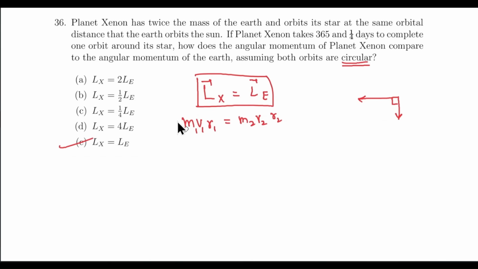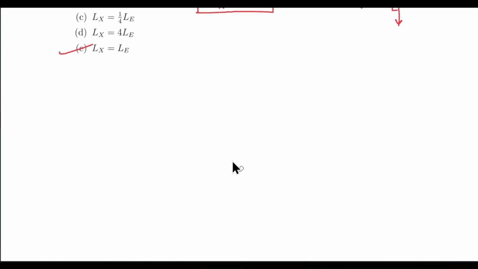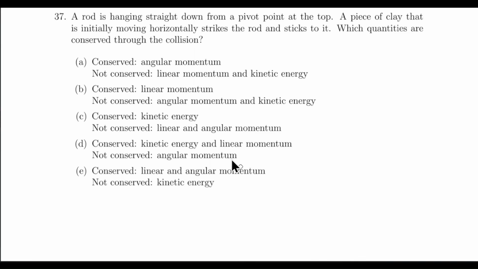Right, let's talk about the last question that we have here. Rod is initially hanging straight down from a pivot point at the top. A piece of clay that is initially moving horizontally strikes the rod and sticks to it. Which quantities are conserved during the collision?